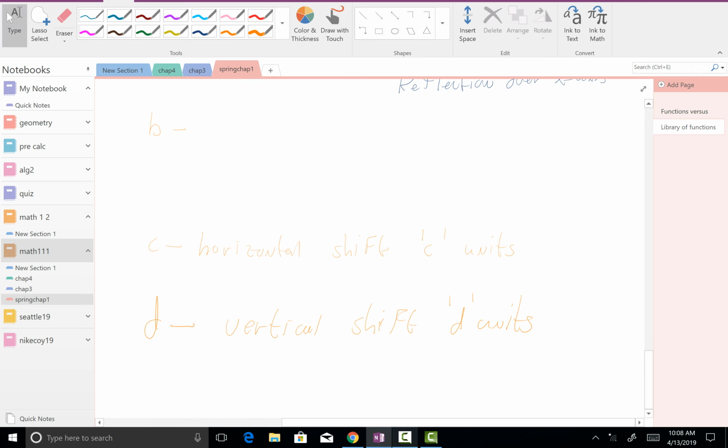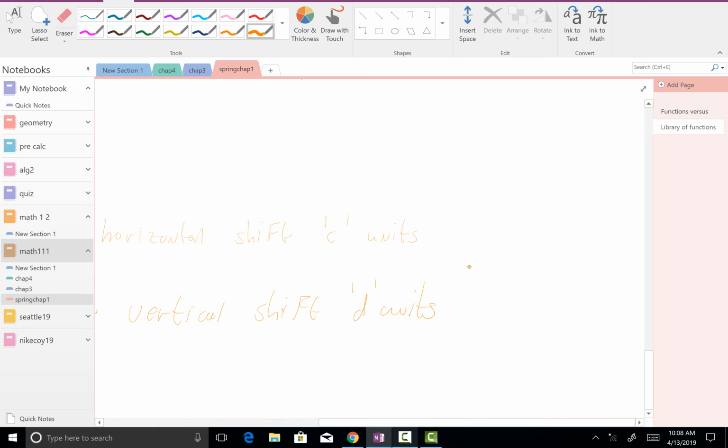So we got shift C units, vertical shift D units. B is the one I left open, because it's really hard to see B in this particular situation. In fact, in most situations. Now here, mathematically proper, these are called translations. So we would say translated C or D units.